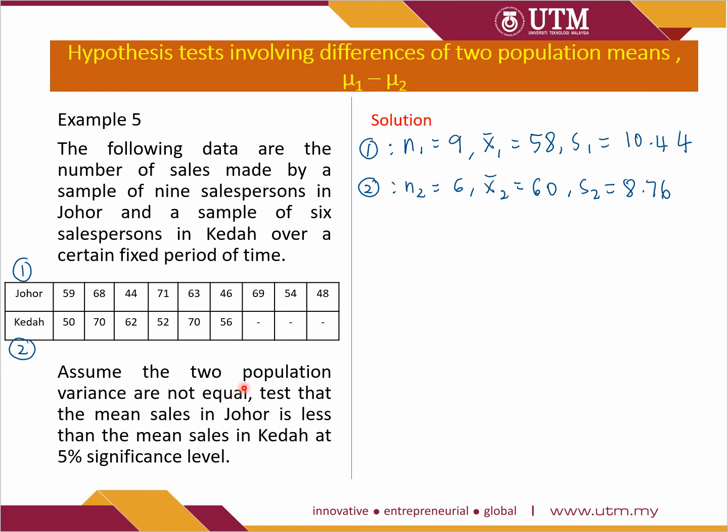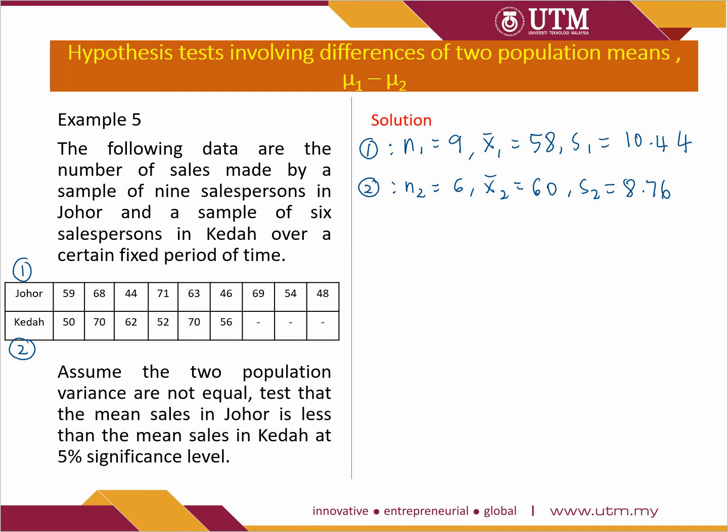Assume that the two population variances are not equal. We want to test that the mean sales in Johor is less than the mean sales in Kedah at 5% significance level. So we want to test whether this claim should be accepted or rejected.